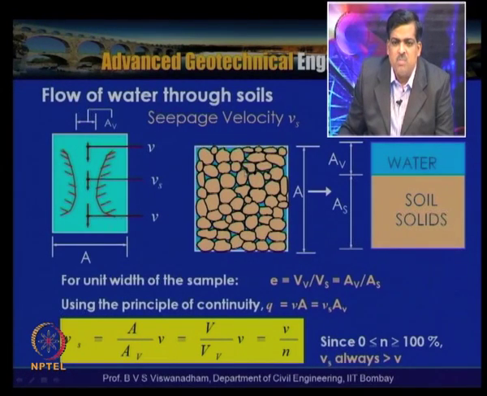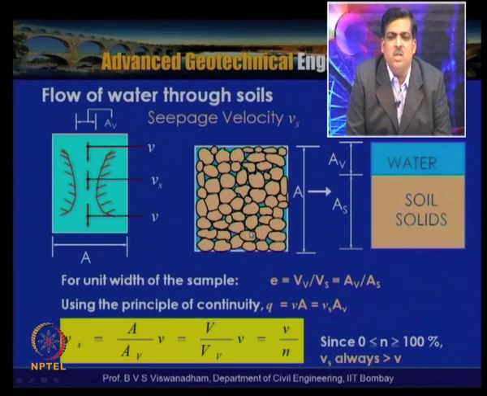So here, because of the interconnectivity of the voids through the soil, the flow of water through the soil is indicated by the seepage velocity with the suffix S, Vs. Suppose this is indicated as a two-phase diagram, as shown here, then we have water and soil solids, and the total area is the area of water, that is nothing but Av, and the area of the solids, As, so A is equal to Av plus As.